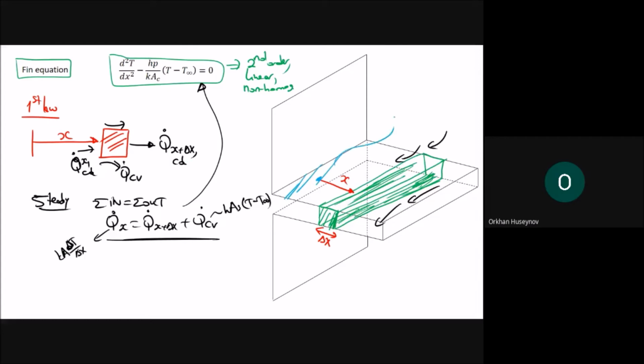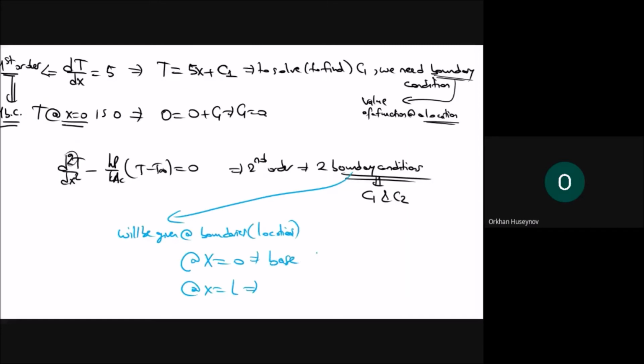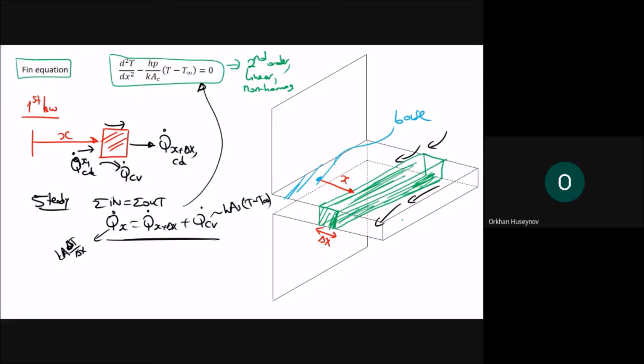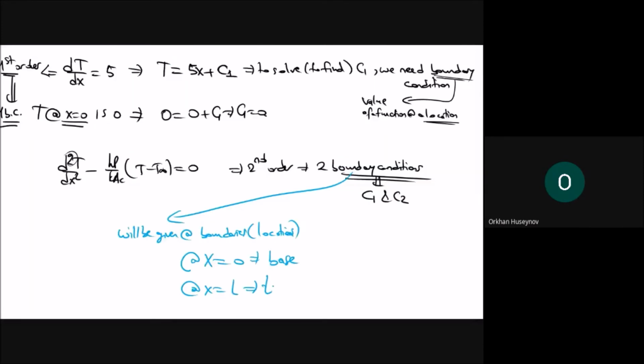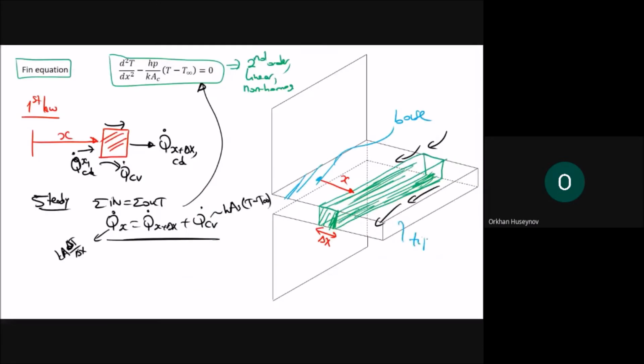X equals 0 means the base. And X equals L is the length of this fin here, and it means that it is the tip. This one is the tip here. We need boundary conditions for the base, and we need boundary conditions for the tip. For example, it can say that the base temperature is 5 degrees, or it can give the conditions at the tip, which conditions dominate at the tip.